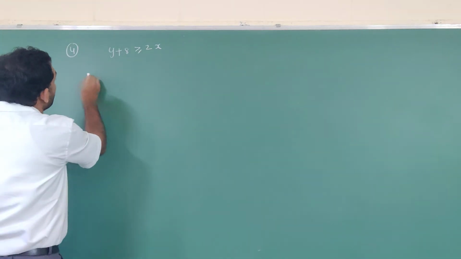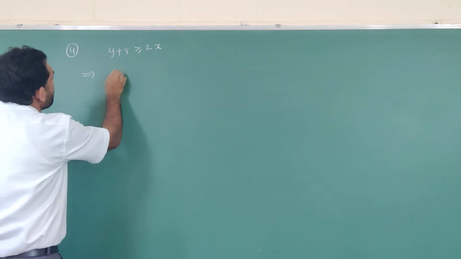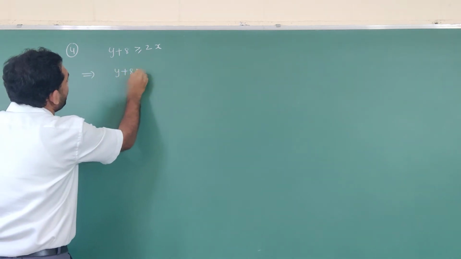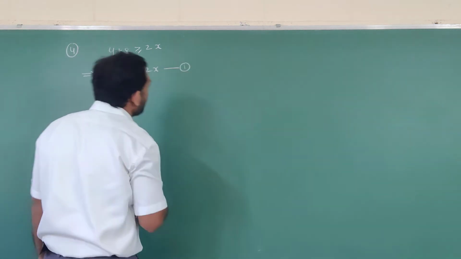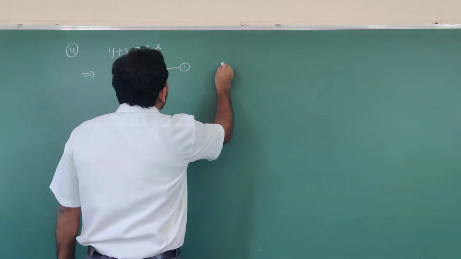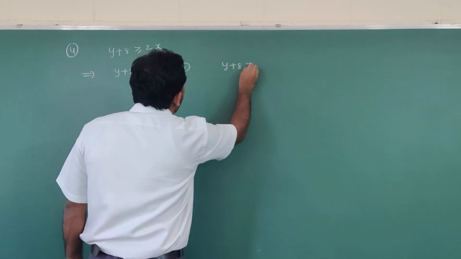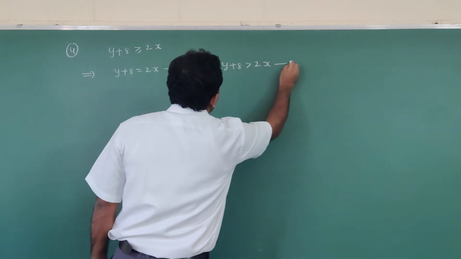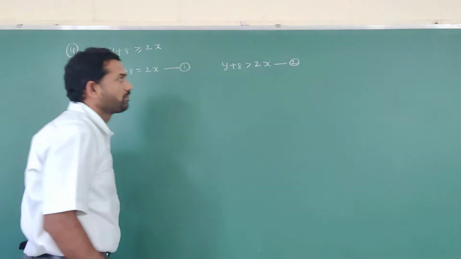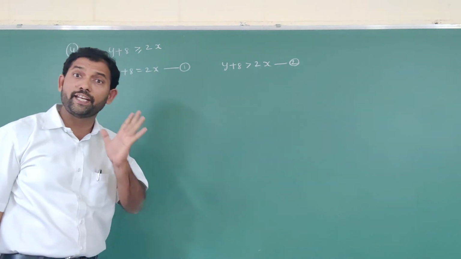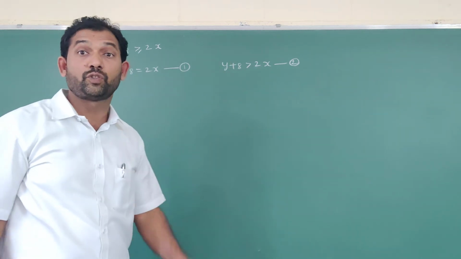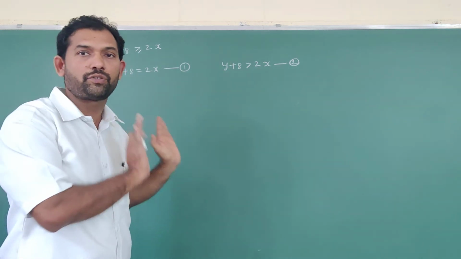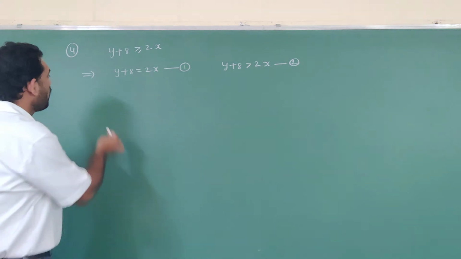So see this one. You have to separate it: y plus 8 equal to 2x is one equation. Next one, y plus 8 greater than 2x, this is equation number 2. Like that, any inequality that is given, you have to separate it like this. From the first question onwards, I am doing the same procedure. Listen carefully.